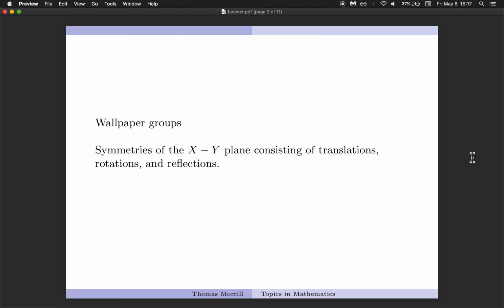So the wallpaper groups are looking at symmetries of the XY plane, the whole plane, going off infinitely horizontally and vertically. So what symmetries are allowed here? We can have translations, right? Just moving left, right, up, down, maybe diagonally, just a simple linear movement. We can have rotations, which I can't actually demonstrate with my mouse here. Or we can have reflections of the plane.